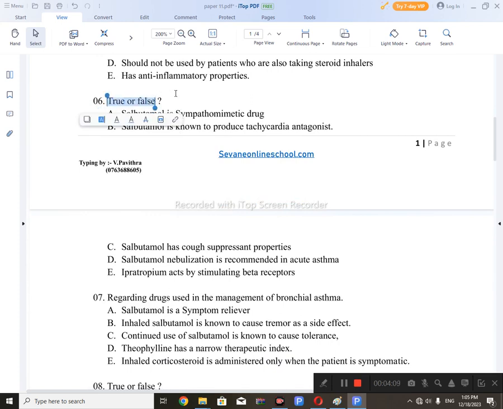True or false? Salbutamol is sympathomimetic drug. True. Salbutamol is known to produce tachycardia. True. Salbutamol has cough suppression properties. False. Salbutamol nebulization is recommended in acute asthma. True. Ipratropium acts by stimulating beta receptors. False.